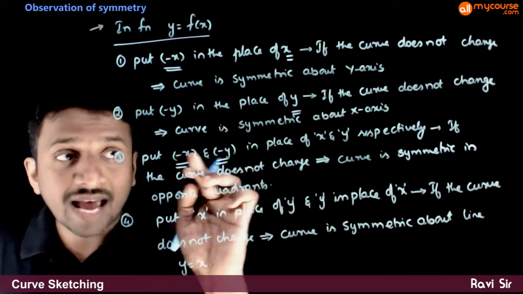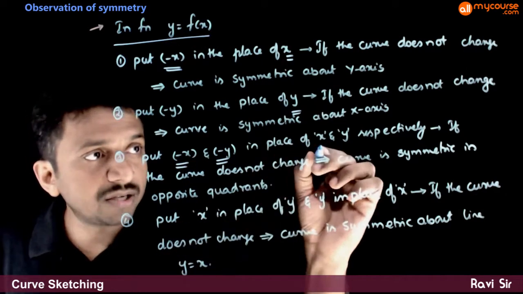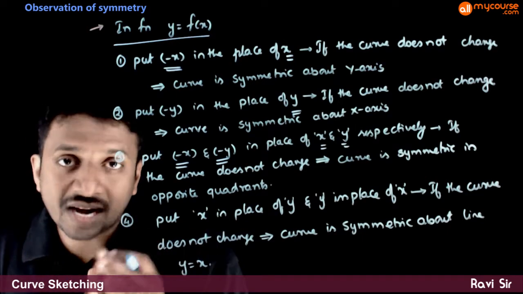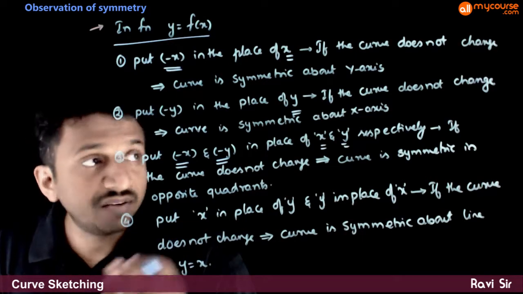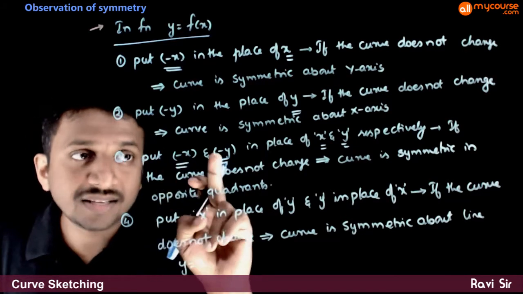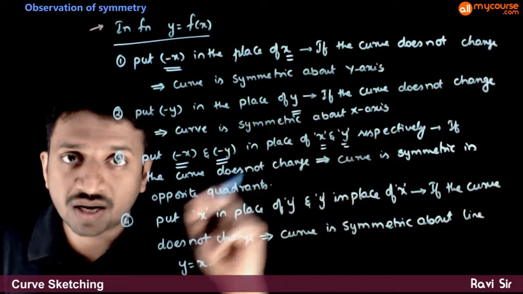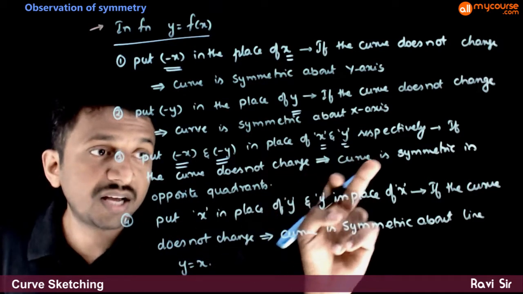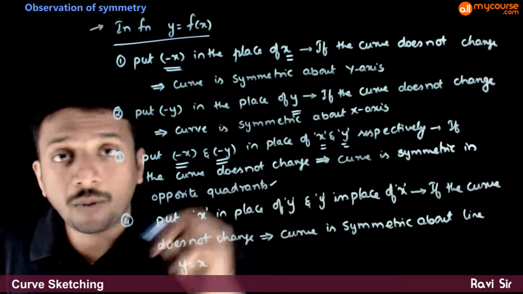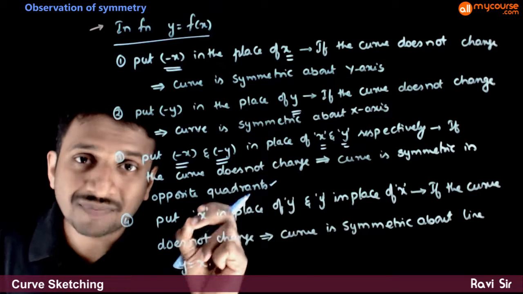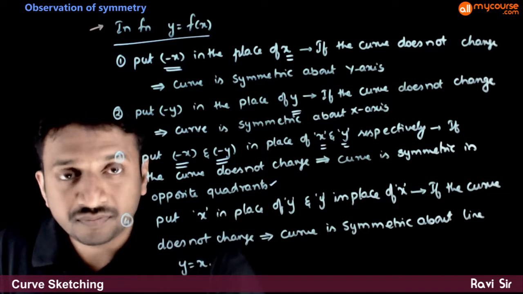Put minus x and minus y in the place of x and y respectively. If you replace x with minus x and y with minus y, if the curve does not change, then the curve is symmetric in opposite quadrants. That is, the curve is symmetric about origin.